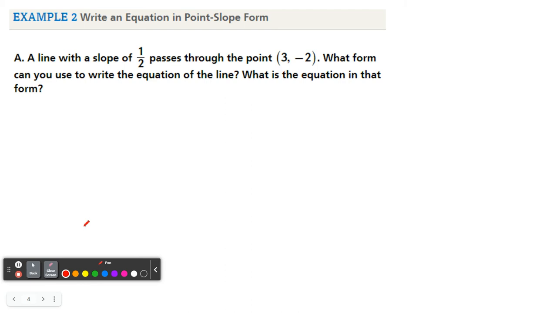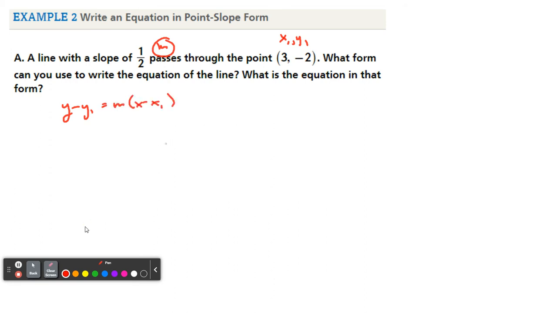Okay, so example 2, write an equation in point-slope form. So it says a line with a slope of 1/2 passes through the point 3, -2. What form can you use to write the equation of this line? What is the equation in that form? So the m is your 1/2. And this point is not the y-intercept, it's just any point. So this will be our x1, y1. So we are going to use point-slope form, which is y minus y1 equals m times x minus x1.